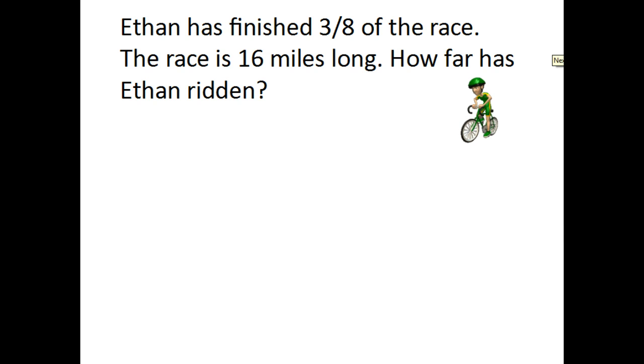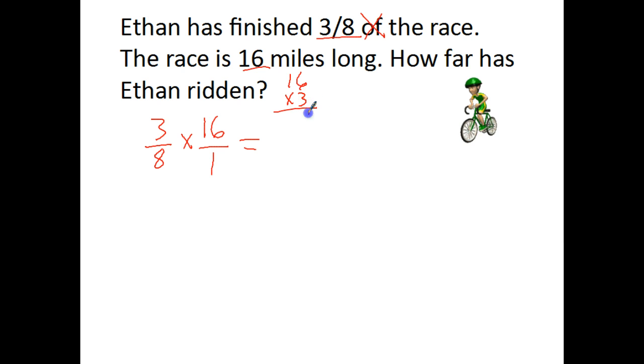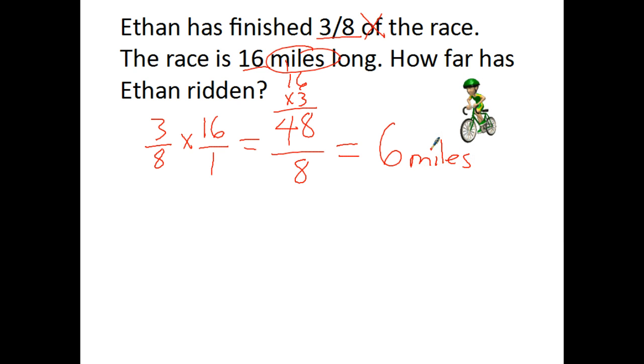Here we go. Ethan's finished 3/8 of the race. Race is 16 miles long. How far has he ridden? 3/8 of 16. Step 1, get my 1 under there. 3 times 16. 16 times 3. 18, carry my 1. 48 on top. From top times top. 8 times 1, bottom times bottom. I got an 8. 48 divided by 8. I know that one. It's just 6. And since we were talking about miles, my unit must be miles.